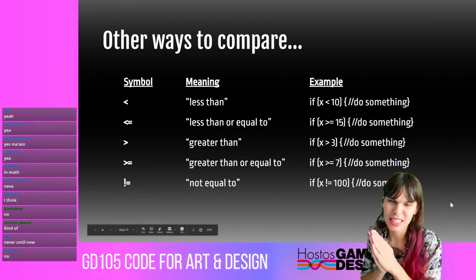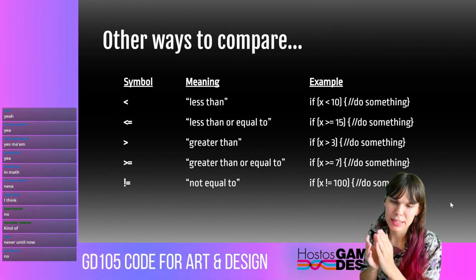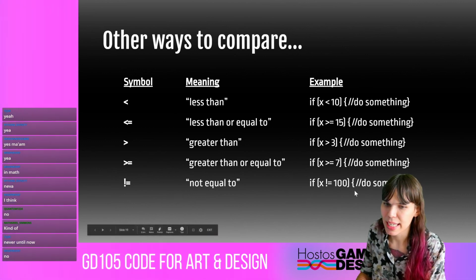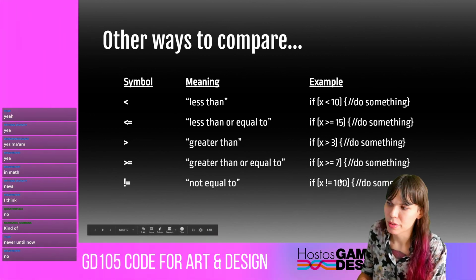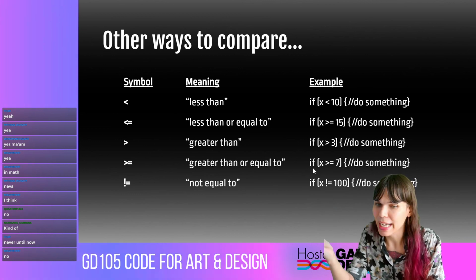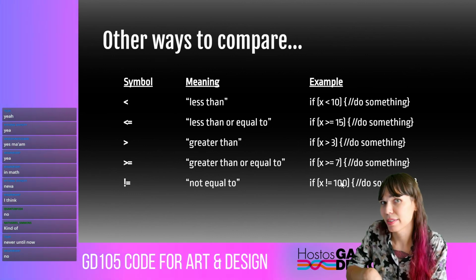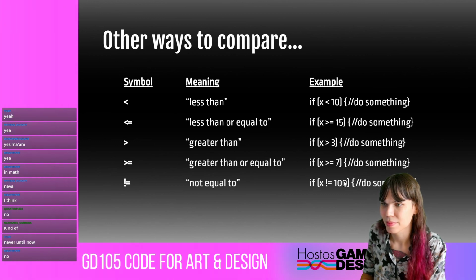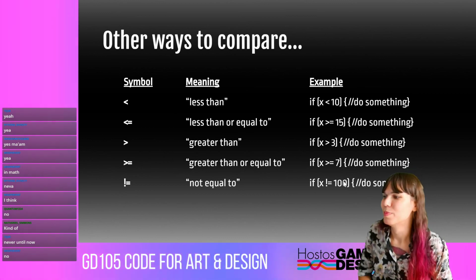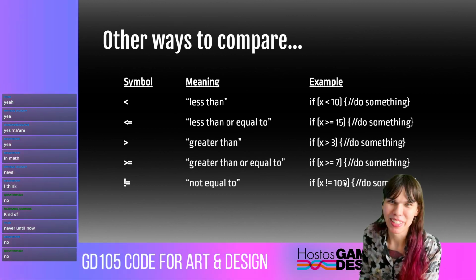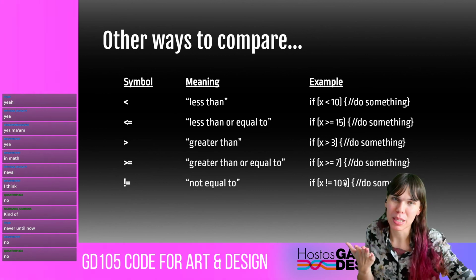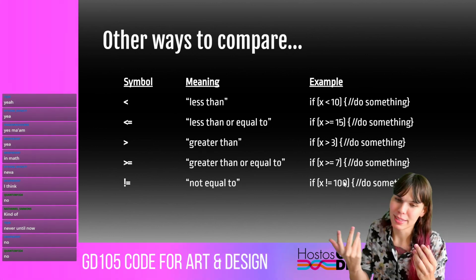So when we see the exclamation point followed by the equals, it's not equal. It's like asking a question, is this not equal to this? So in this case, if x is not equal to 100, that's asking a question. If it's 99, for instance, is 99 equal to 100? No, thank you. So 99 is not equal to 100. So if x had that value, then it would do something because that statement would be true.